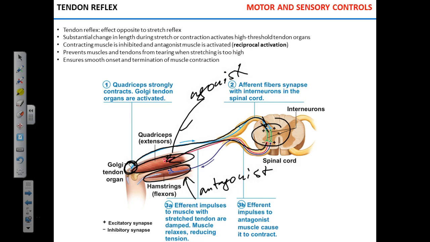Now, if the agonist muscle is already stretched a lot, and you contract it, what's going to happen to the muscle? I'm talking about the agonist yet. Wait. We'll wait till the antagonist. If your agonist is stretched, and you contract it on top of that, what's going to happen to the agonist muscle? It'll rip. Do you understand why? No?